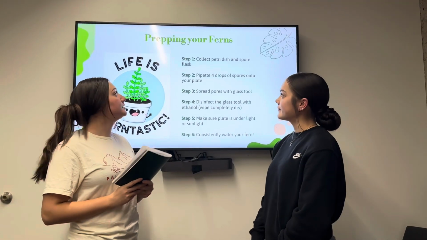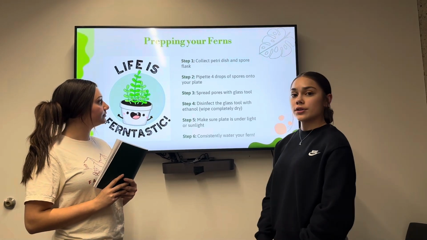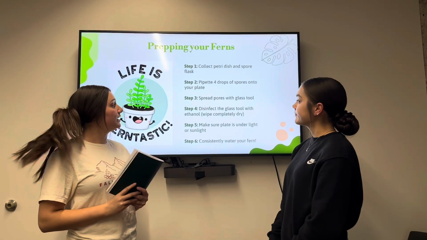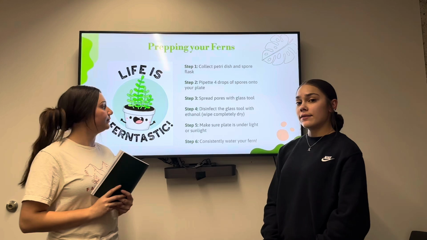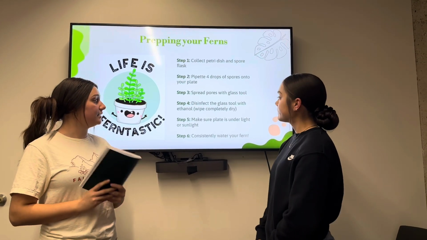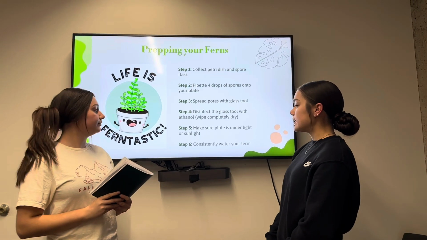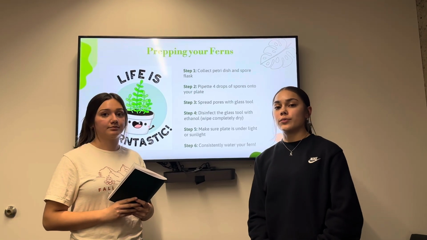So prepping your ferns, the first step, collect your materials. Step 2, pipette 4 drops of spores onto your plate. Step 3, spread the spores with the glass tool. Step 4, disinfect the glass tool with ethanol. Wipe cleanly dry. And then step 5, make sure the plate is under the light or sunlight. Step 6, you need to consistently water your ferns weekly.